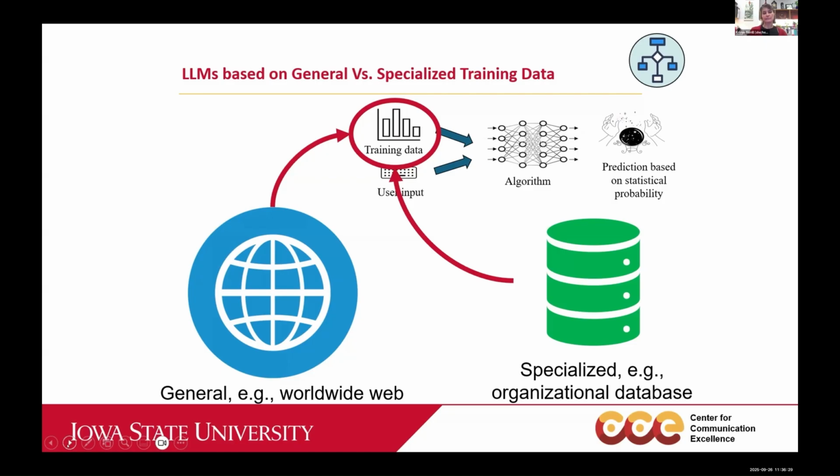If you're using a model that has a general data set, it may not be able to give you the answer that would make sense in a very specialized context, because it's pulling a prediction based on statistical probability. And the statistical probability of one answer in the general data set might be completely different from the answer within a specialized data set.